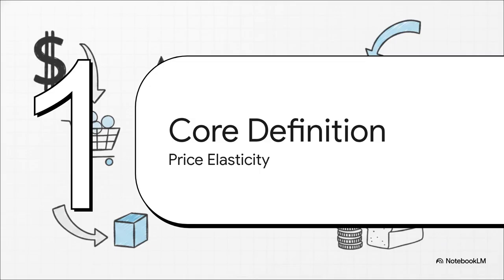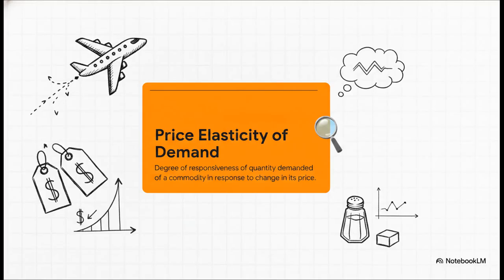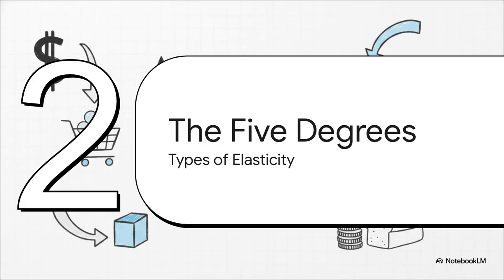Section 2, core definition. So, price elasticity of demand is formally defined as the degree of responsiveness of quantity demanded of a commodity to a change in its price. I really want you to focus entirely on that word responsiveness. That's the golden key to this whole thing. Are we highly responsive when a price changes, like with those airline tickets, or are we practically unresponsive, like with the salt?